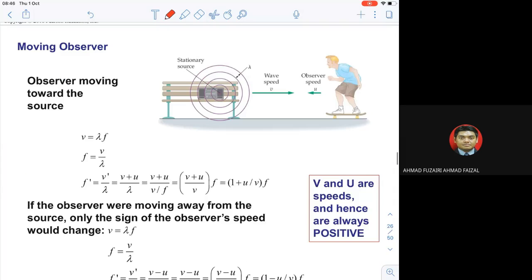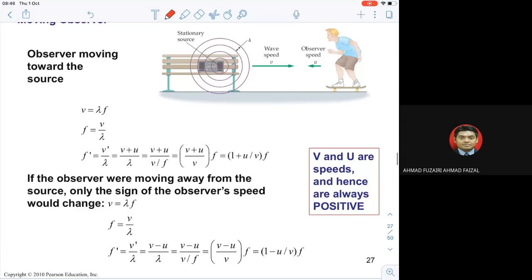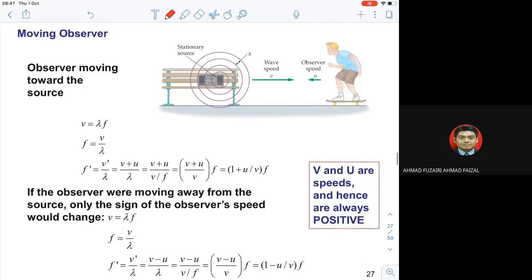So this is the moving observer. What is the moving observer? This is the source, a stationary source, meaning that the source doesn't move and the observer moves. The observer moves near and away. This observer will come towards the source and afterward move away. What will happen if the observer gets nearer to the stationary source?